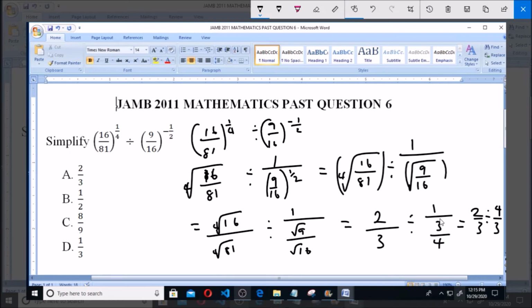Because of this 1 over 3 over 4, that will give us 4 over 3. So therefore this is equal to 2 over 3. Now we're changing this division sign to multiplication, and because of that our denominator on the right hand side will become the numerator. So we have 3 over 4. Now we cancel this 3 with this 3, and 2 here gives 1, 2 here gives 2. So this is equal to 1 over 2.